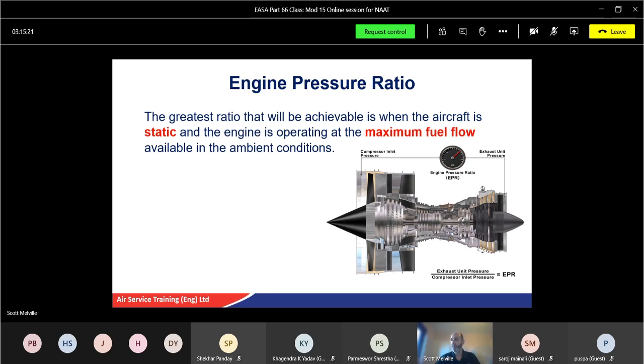As I said before, EPR is simply the exhaust pressure over the inlet pressure. So exhaust over compressed inlet equals EPR. All right.